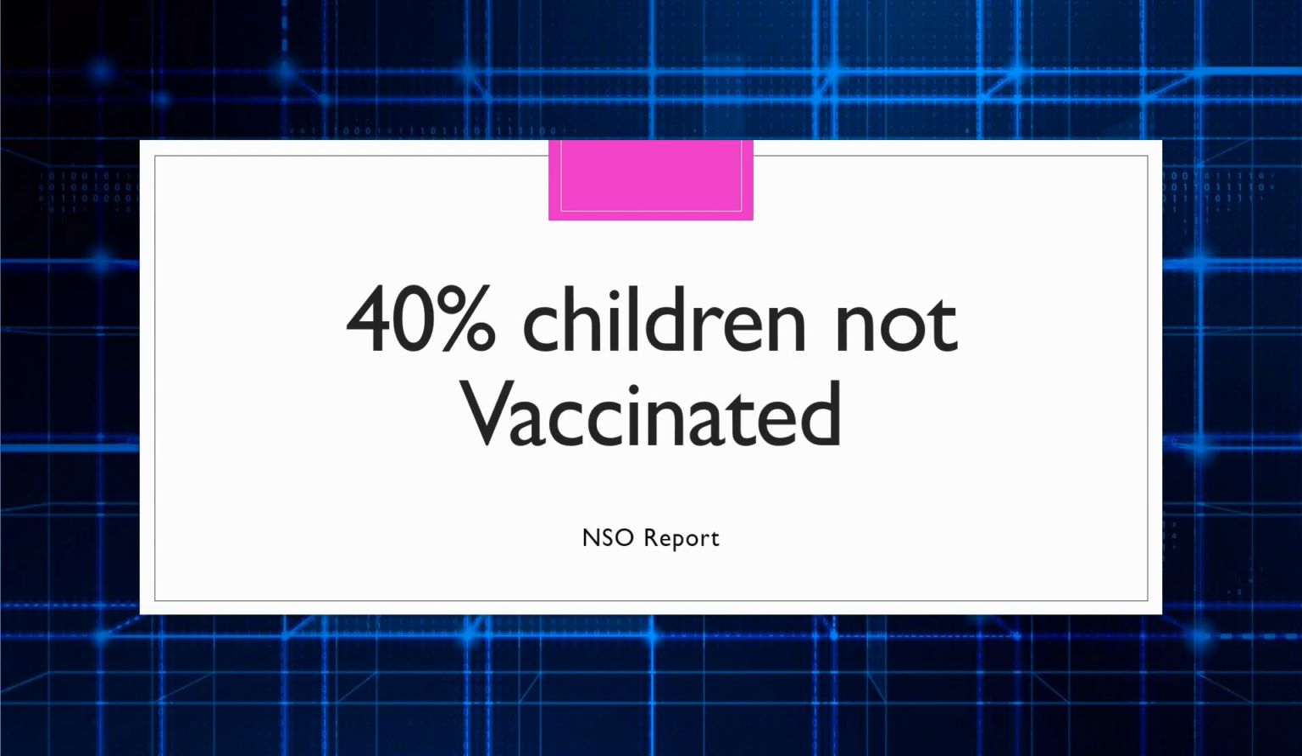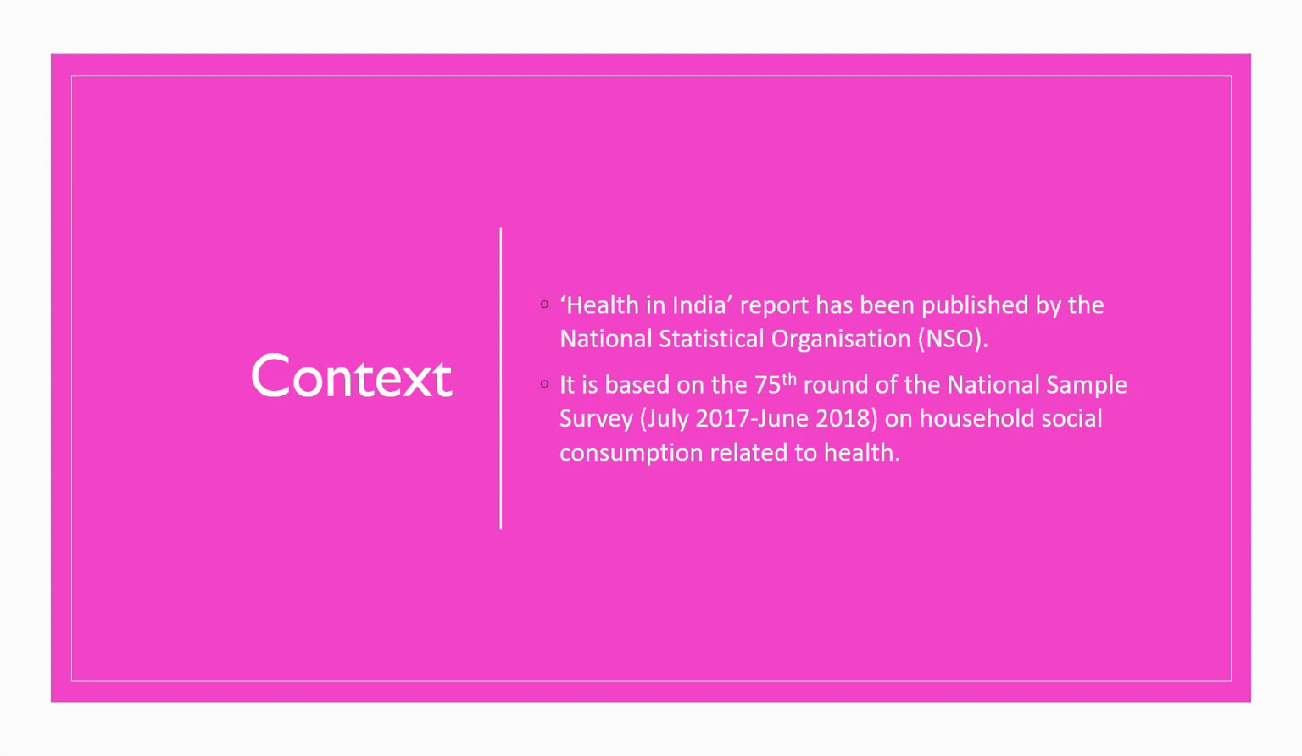Welcome to this new topic where we will discuss vaccination, where in India only 40% of children are fully immunized as per the NSO report, and as per the MHA it is around 80%. So there is a contradiction between both the reports. Let us see what it is. In this lecture we will see what immunization is, what full immunization is, what partial immunization is and all. So what is the context?